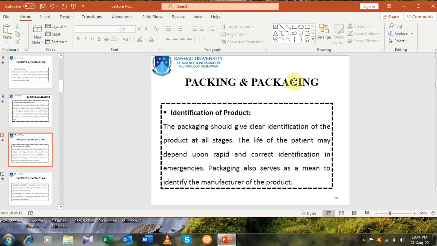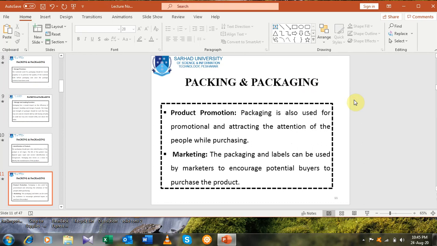Packaging also serves as a means to identify the manufacturer of the product, that is, which pharmaceutical industry has formulated and manufactured the product. Not only the identification of the product, but also the identification of the pharmaceutical industry in which it is manufactured. The product can also be promoted, and the promotional value and the attraction for the attention of the people while purchasing.